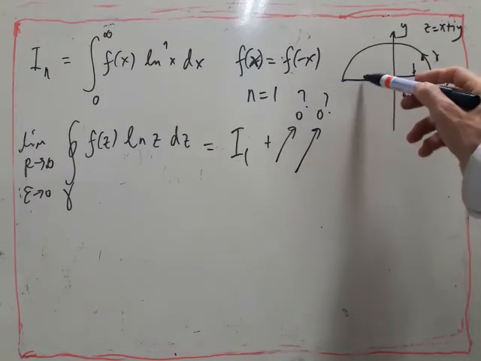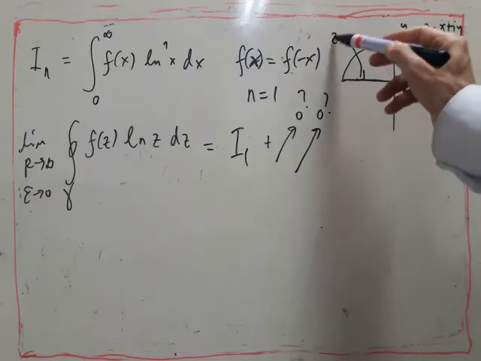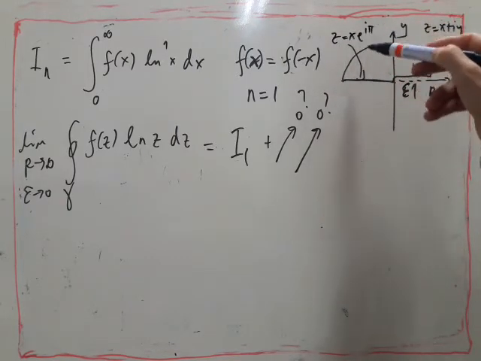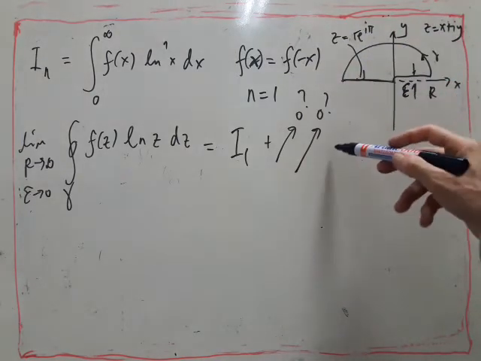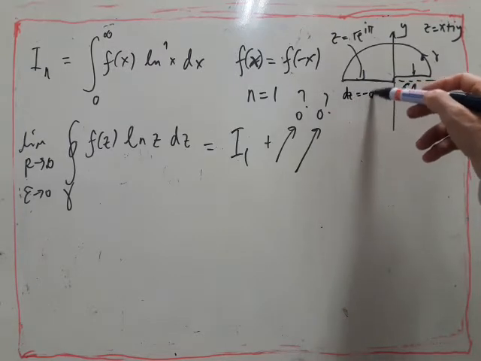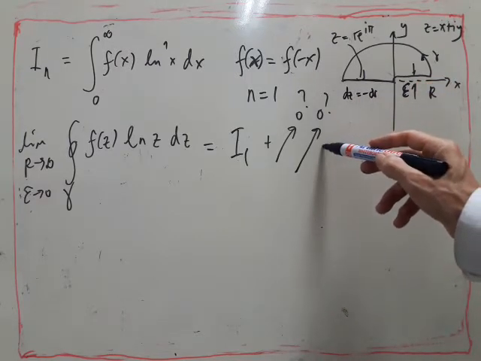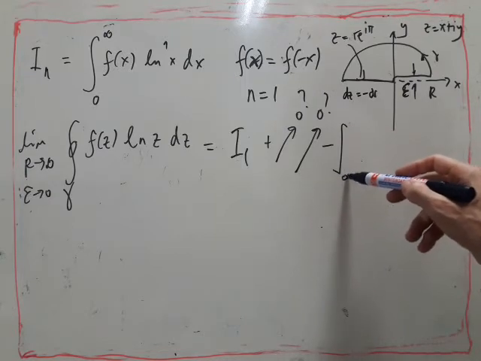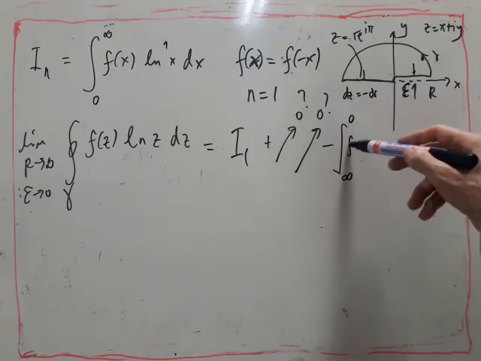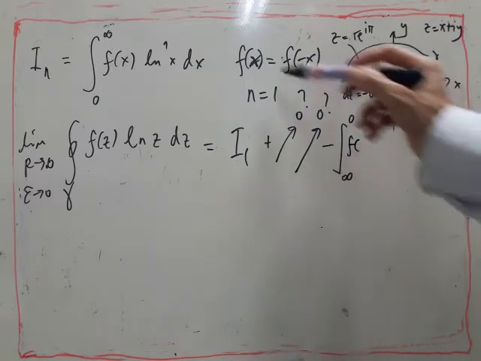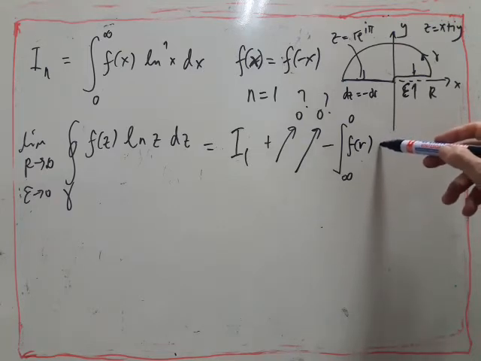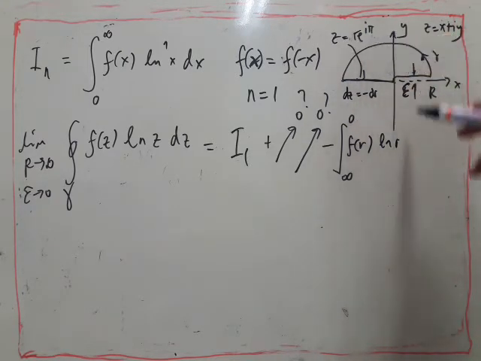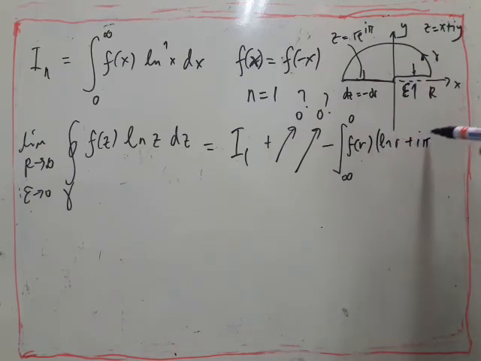And then along here, as before, we have z equals r e to the i pi, which gives us dz along there is equal to minus dr. So I get a minus sign, and it's from infinity to 0. And I've got f of minus r, which is equal to f of r. So I've just got f of r, and log of r plus i pi, since n is 1, dr.